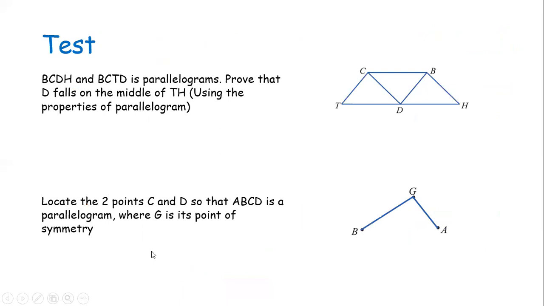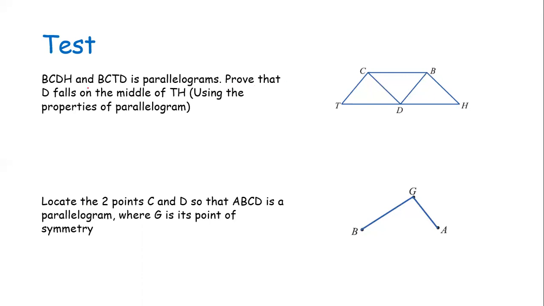So let's take here a simple test. We have BCDH and BCTD are parallelograms. Prove that D falls on the middle of TH using the properties of parallelogram. So we want to prove this point D falls on the middle of TH in this shape we have here.